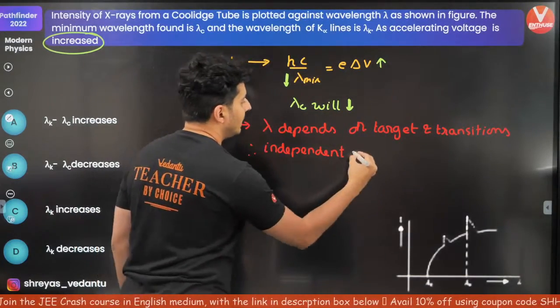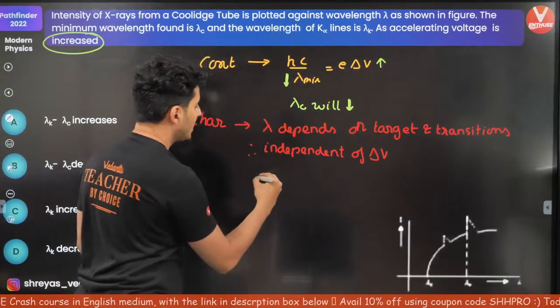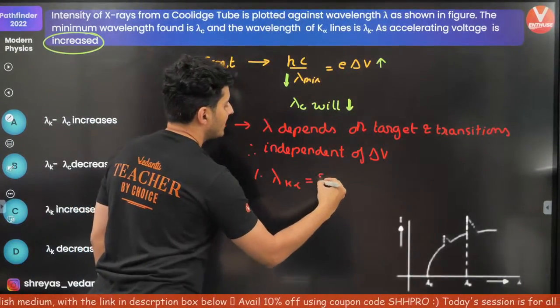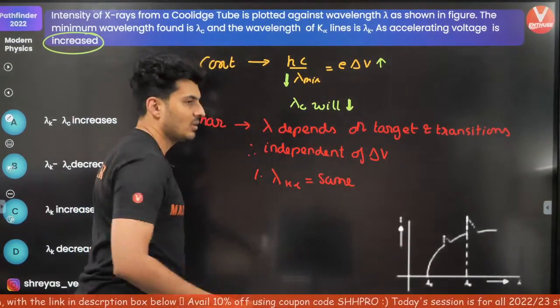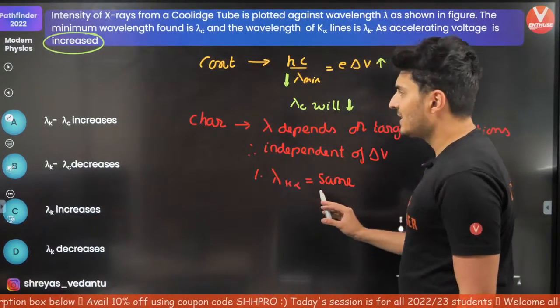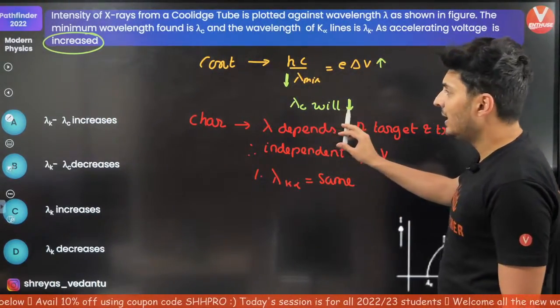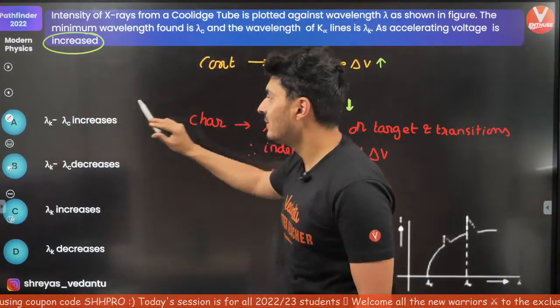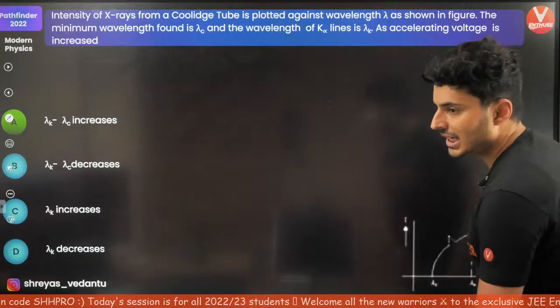Therefore, it is independent of the voltage difference. Therefore, lambda k alpha is basically the same. So now, if that's the same, you can easily guess it. Lambda k is same. Lambda c will decrease. So lambda k minus lambda c will increase, I suppose. It's option A, I suppose.